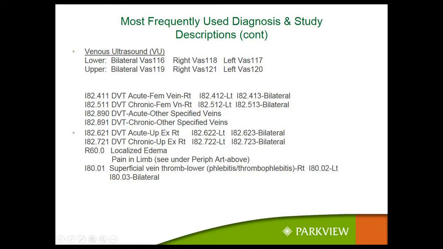Venous ultrasound, upper and lower, DVT, and it shows different codes for whether it's an upper extremity, whether it's a lower extremity, whether it's right, left, bilateral. Localized edema, superficial vein thrombus, or phlebitis, that's also a different code. And all those codes are on here.